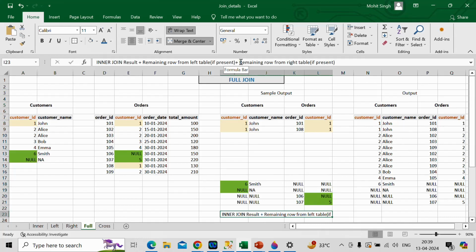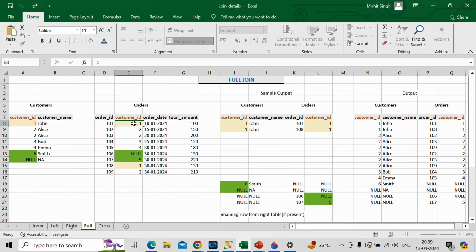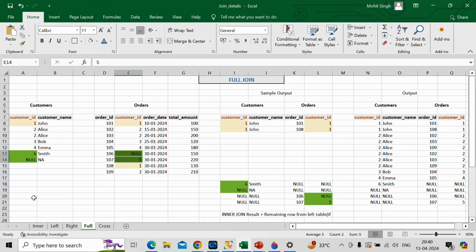And for the remaining rows from the right table, we'll start checking values from the right table and we will find that for this value and this value, there is no match in the left table. And that we have already understood from right join, correct? So corresponding to these two customer IDs, we'll get these values in the output table.